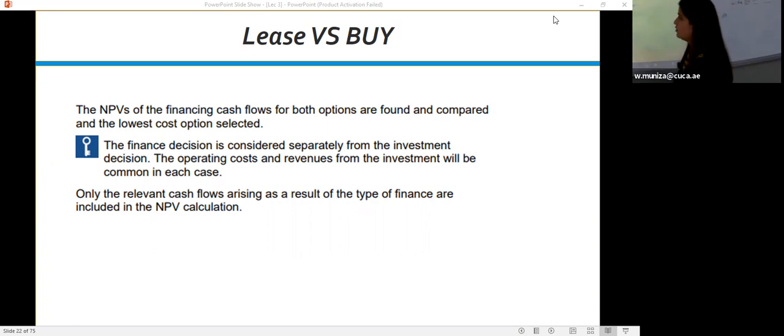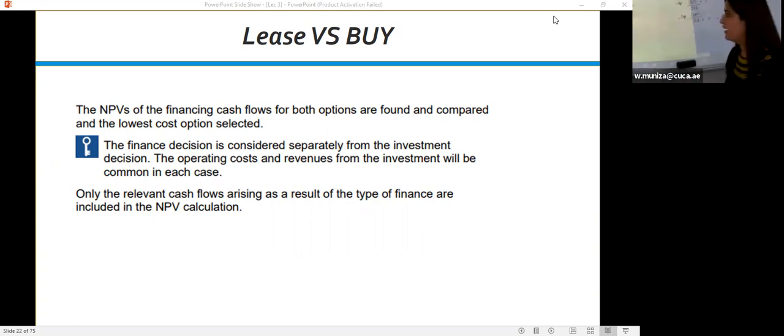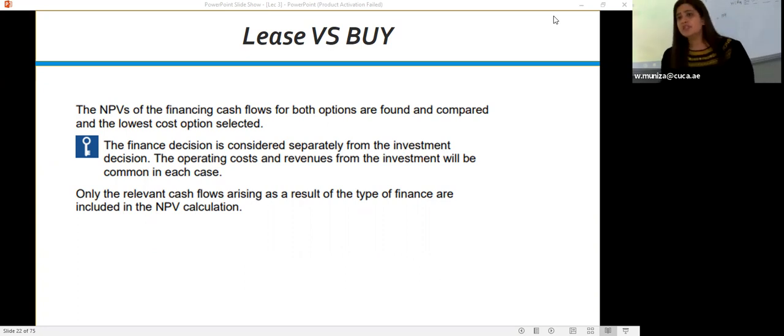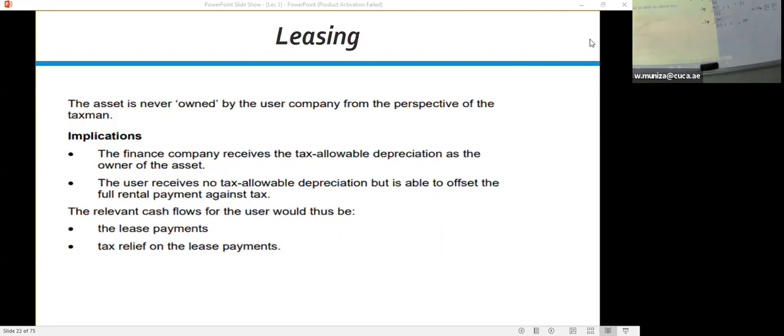Only the relevant cash flows arising as a result of the type of finance are included in the NPV calculation. Now, the decision to buy or lease is in regards to the finance. Making an investment is something separate. So which decision should be gone for? It is the relevant one under financing decision. So you have to consider that both will be having different cash flows under consideration.